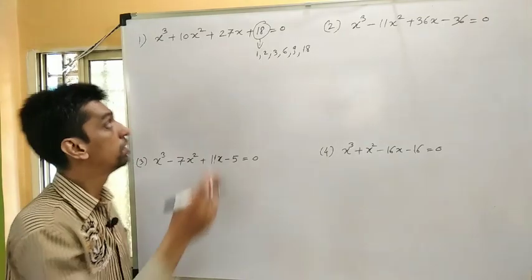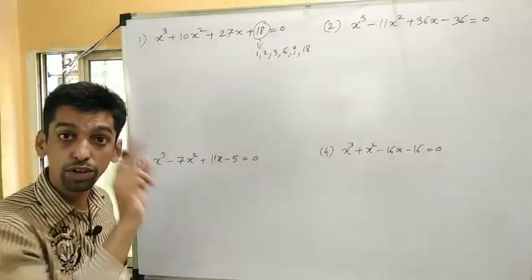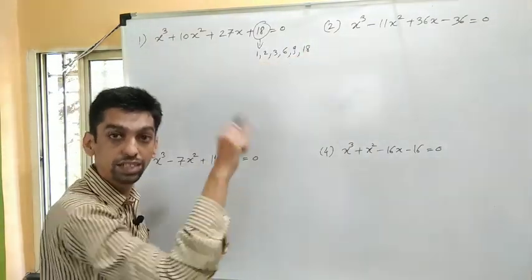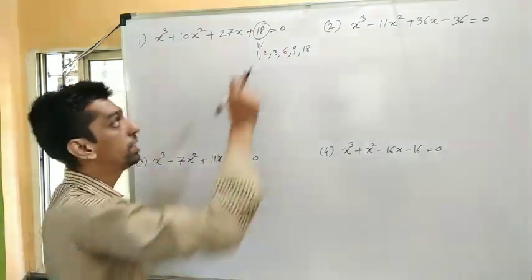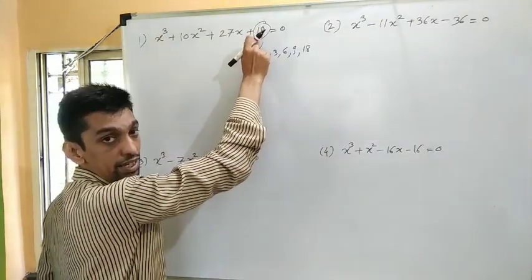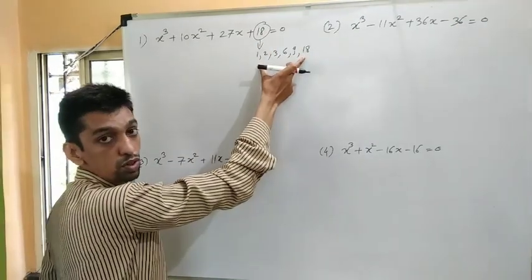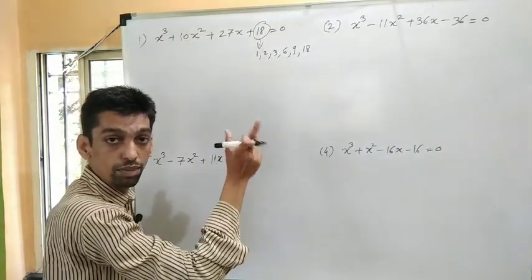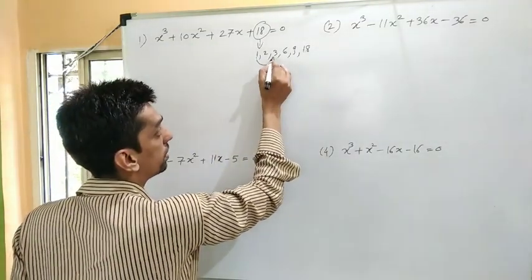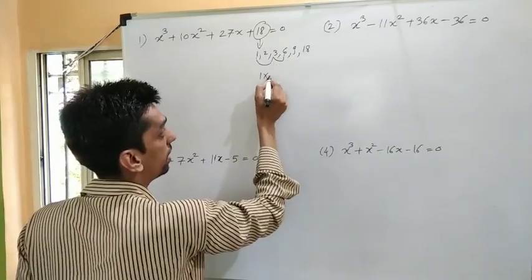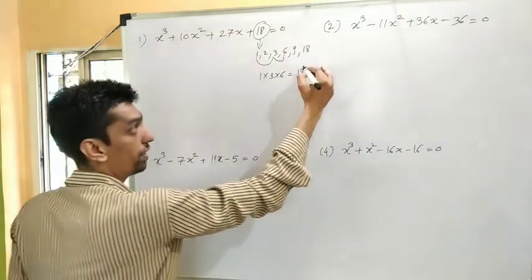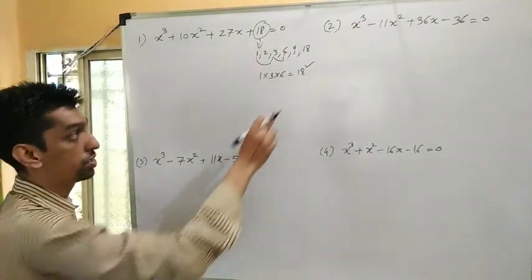Why are we selecting 3 numbers? Because it has 3 roots. So that's why we have to select 3 numbers from these factors in such a way that their multiplication must be the constant term of the given equation. So here the constant term is 18. If I select these 3 numbers 1, 3 and 6, then their multiplication is 18. So this is satisfied.